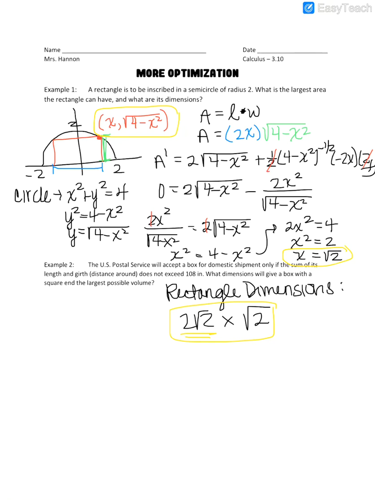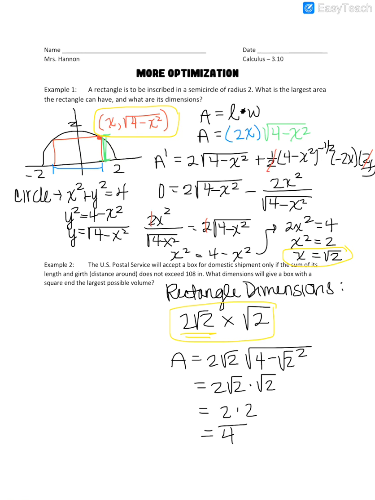Okay. The last question was, what is the largest area? So that means I actually want to plug in my x value into my area formula. So 2 radical 2 times radical 4 minus radical 2 squared. So 2 radical 2 times radical 2, 2 times 2, which is 4. All right, go ahead and pause it if you need more time, and then we will move on to number 2.